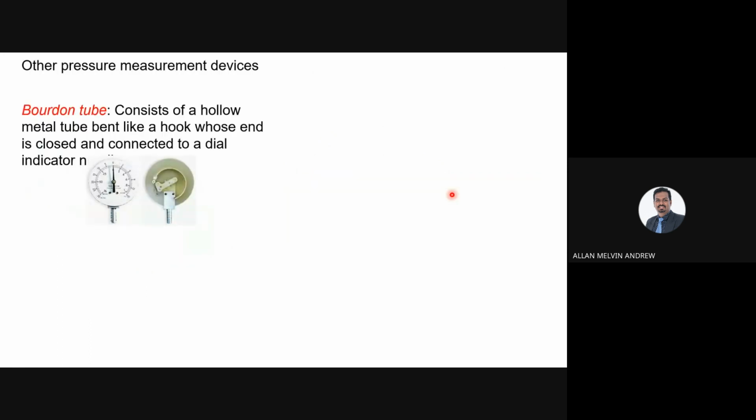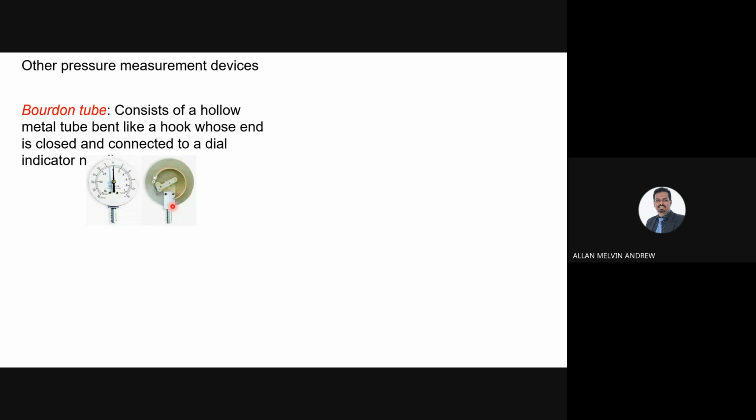Okay, so there are other pressure measurement devices available. We have a Bourdon tube. It consists of a hollow metal tube, like a hook, whose end is closed and connected to a dial indicator. We usually see this, but inside the mechanism will be like this. The pressure will enter. We have a hollow metal tube inside, meaning nothing inside, it's hollow. In Bahasa Melayu it is called kosong.